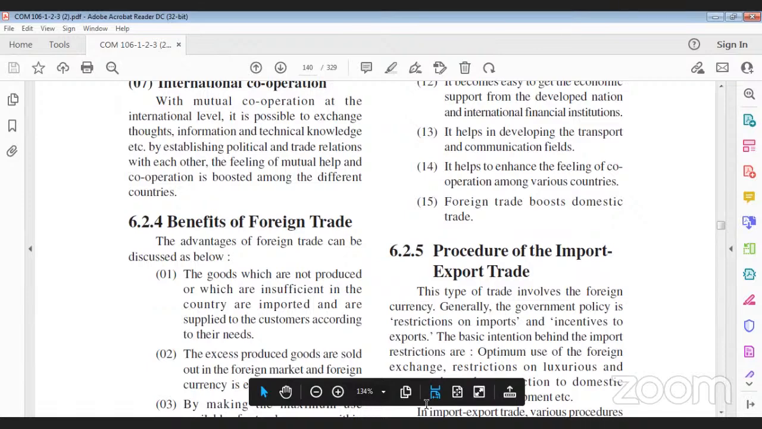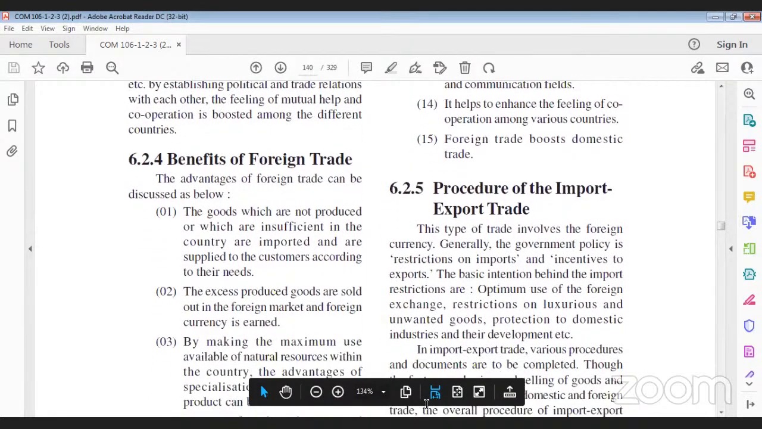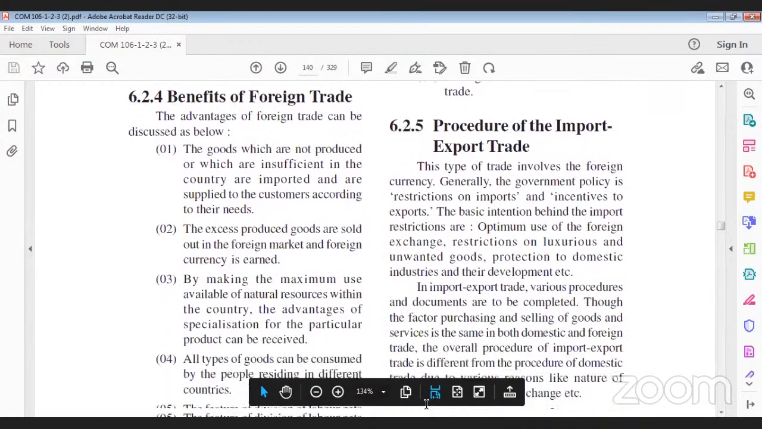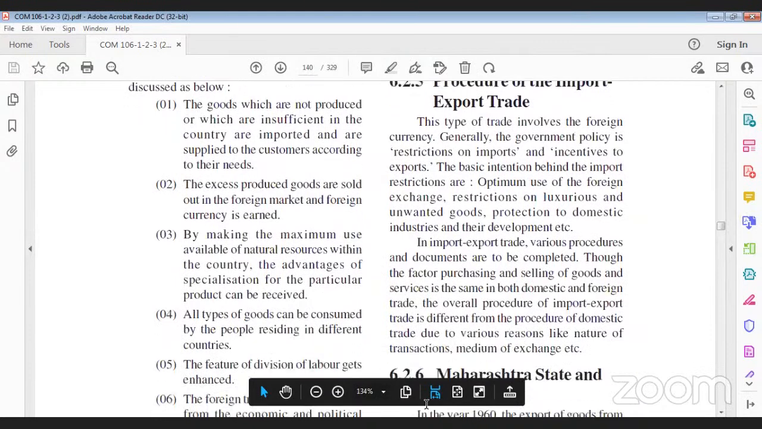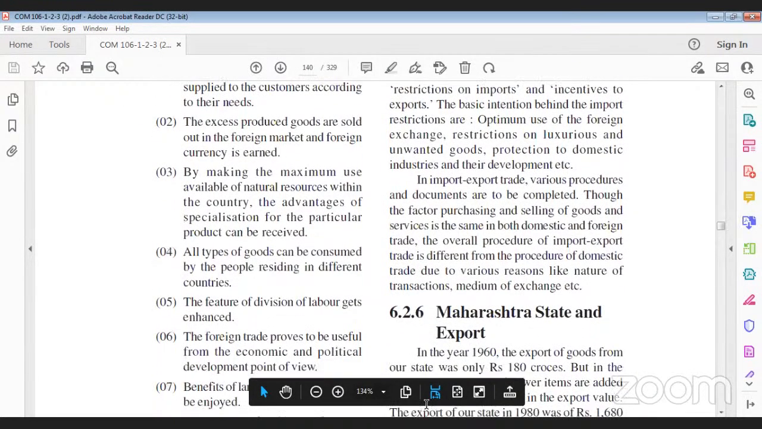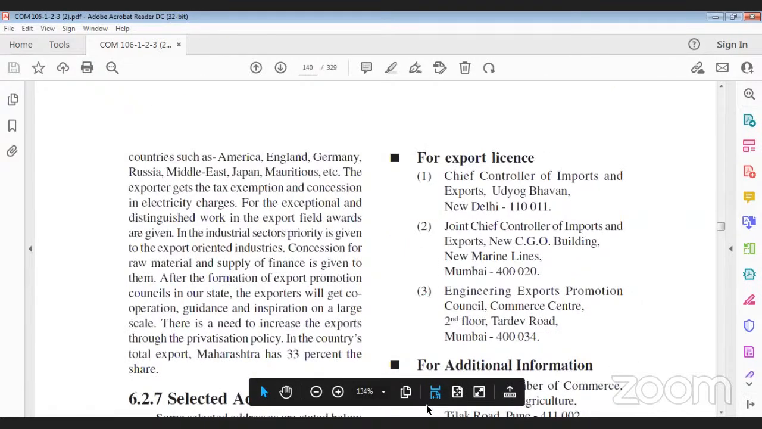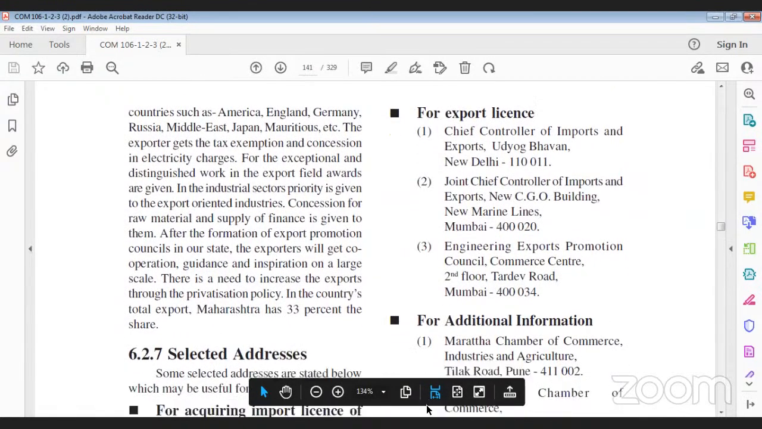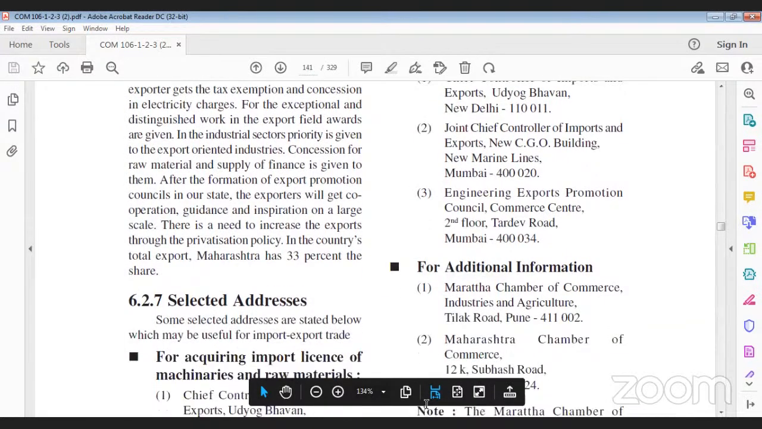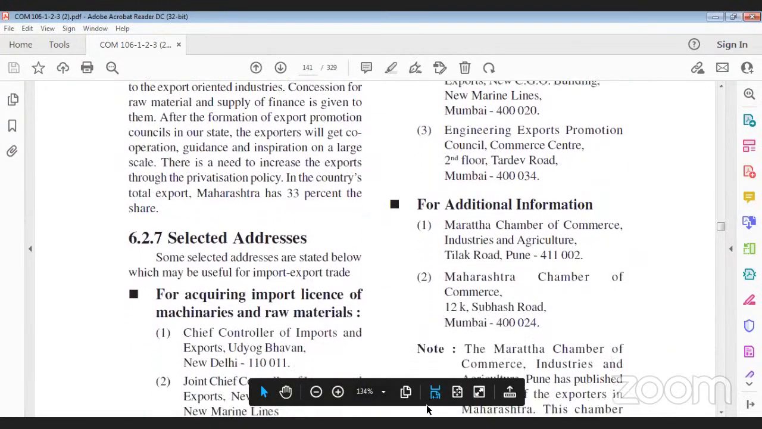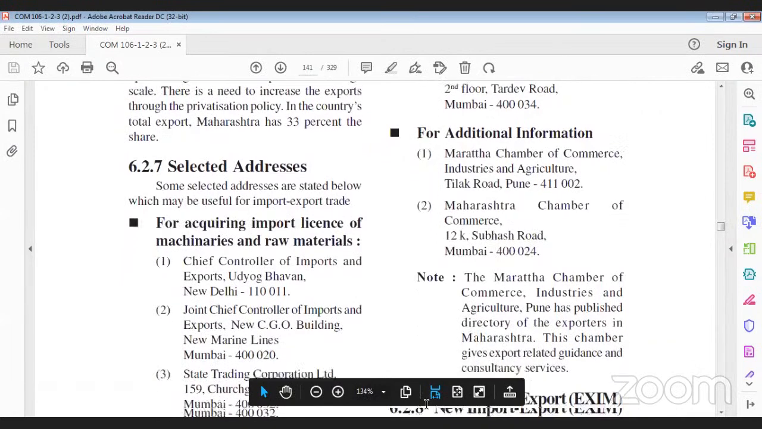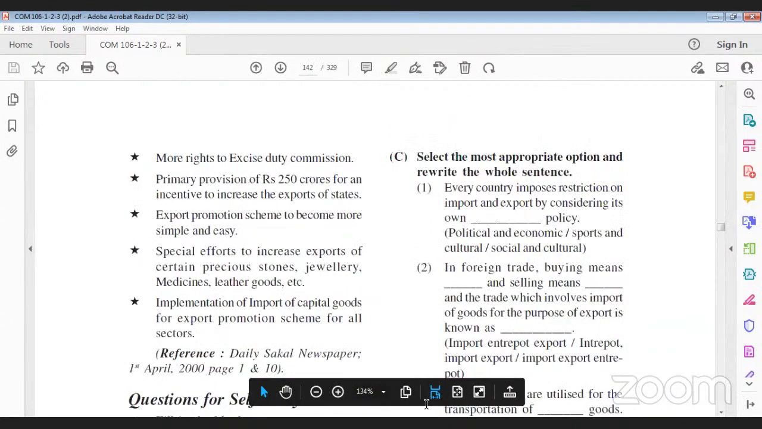At the end of each unit, you will find words and their meanings given. Here, the first one is foreign trade, then import trade, then export trade, and then the next one is entrepot trade. Those are some of the words and their meanings given here.